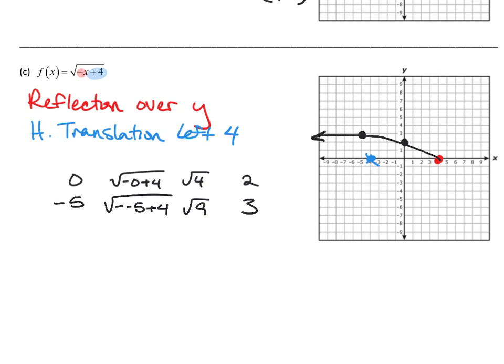This has taken what would have been my normal square root function, I'll graph it on there for you, something like that, and we have reflected it over the y-axis and horizontally translated it to the left, even though it looks like it's going to the right, which is wild.